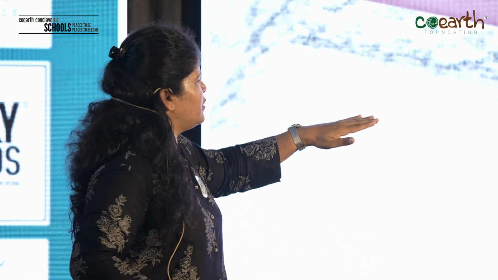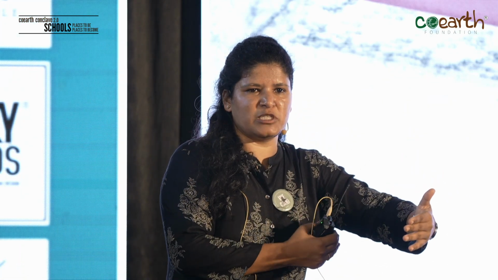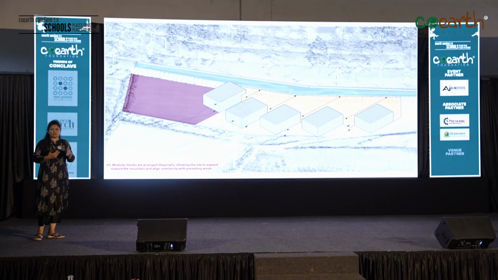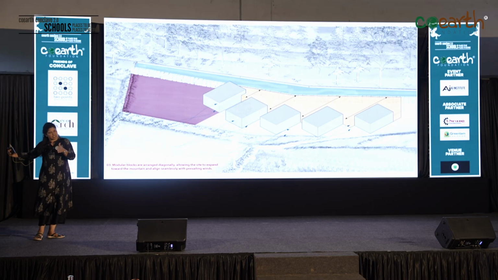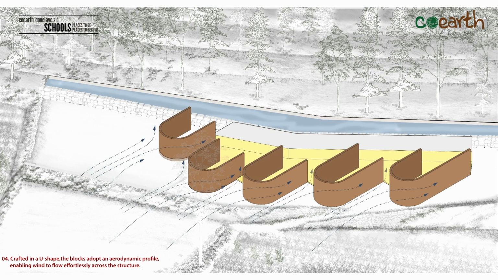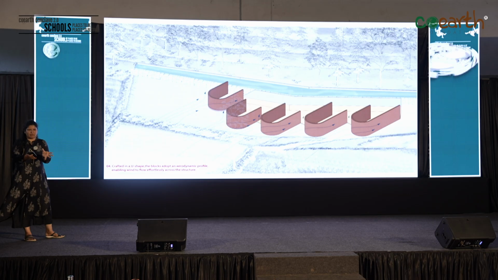And we place it diagonally so that you get better space in between, which we call a through space. And these are the modular blocks, and the wind can also flow because we are on the windward side. Heavy winds come from the bottom, so the wind can easily flow through the spaces. And we made it U-shaped because it's a load-bearing wall, so it becomes more stable.